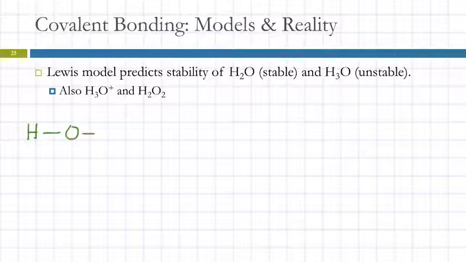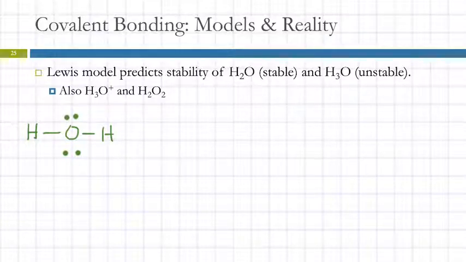So we already did water, so I'm going to draw that one kind of quick. So there's water. Each hydrogen has a duet, and the oxygen has an octet. Lewis theory predicts that that's a stable molecule. It is a stable molecule.